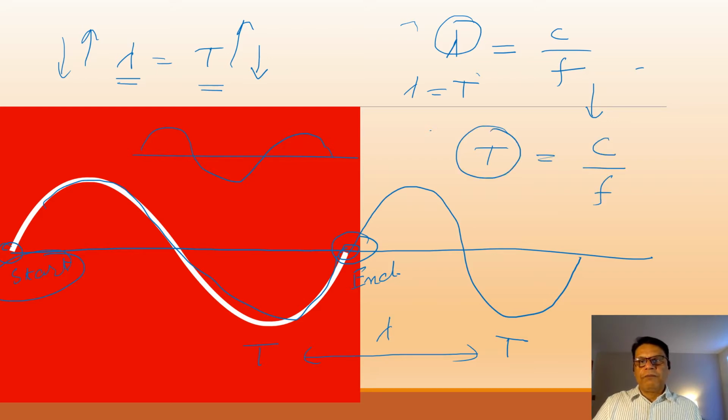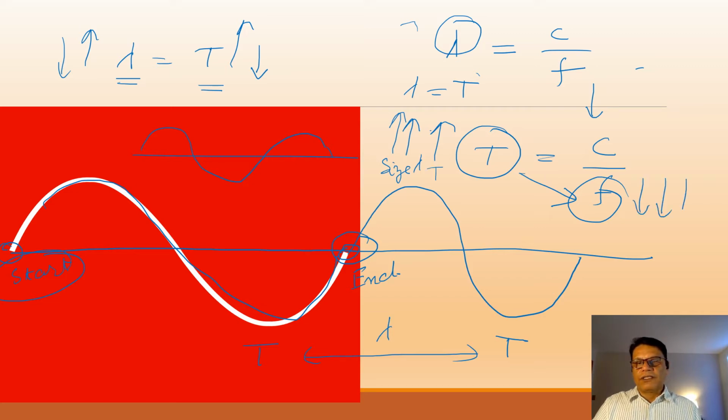Now the time period and frequency have an inverse relationship. When you increase the time period, or in other words, you increase the wavelength, you are increasing the size of the wave, and you are increasing the time period, and you are decreasing the frequency.